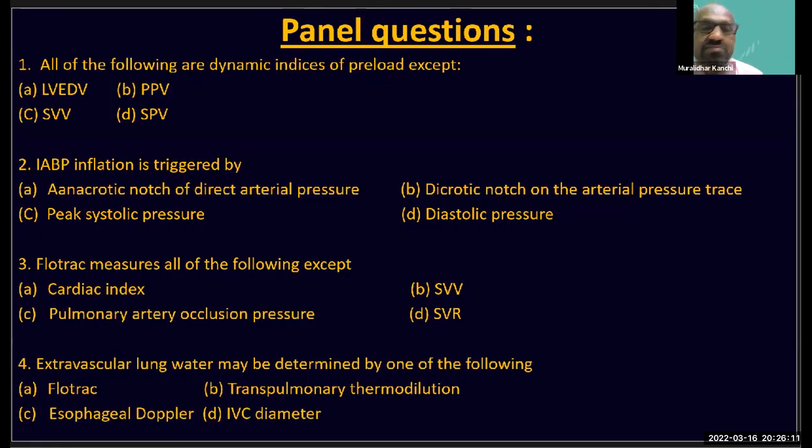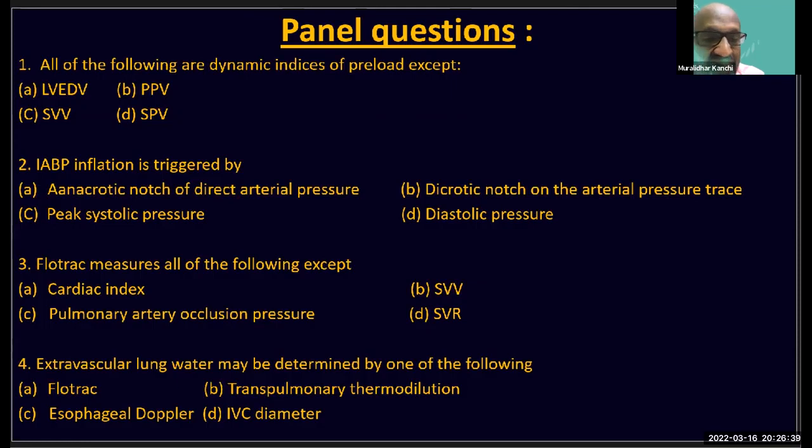Second is, it will be discussed at the end of my talk. Please wait, this is for the audience to note. The second question is: IABP inflation is triggered by dicrotic notch, anacrotic notch, systolic pressure or diastolic pressure. Third one is: FloTrac measures all of the following except which one it does not measure; you have to choose from that.